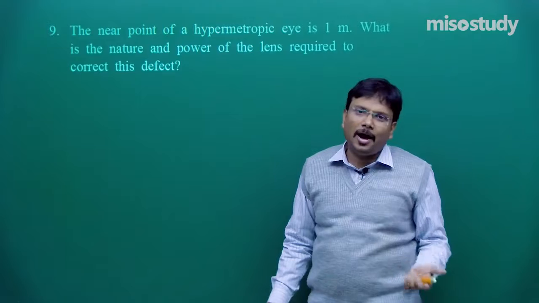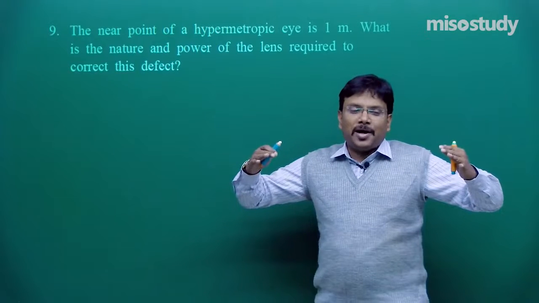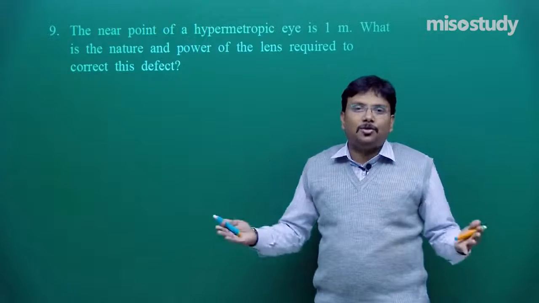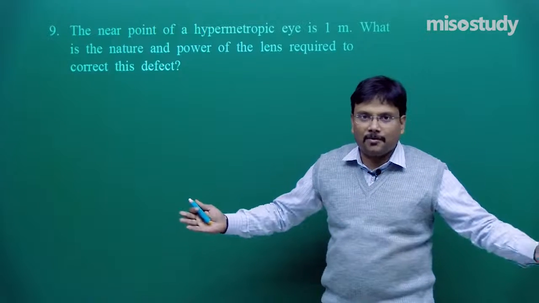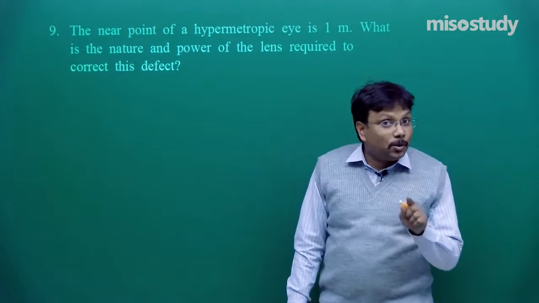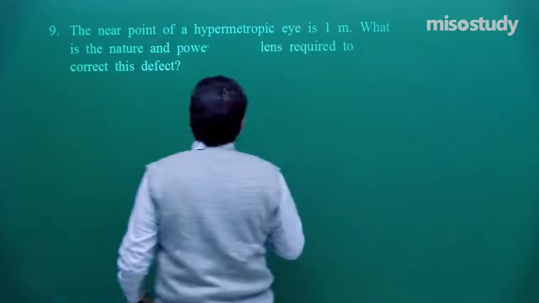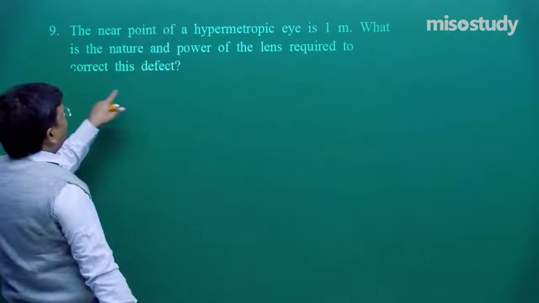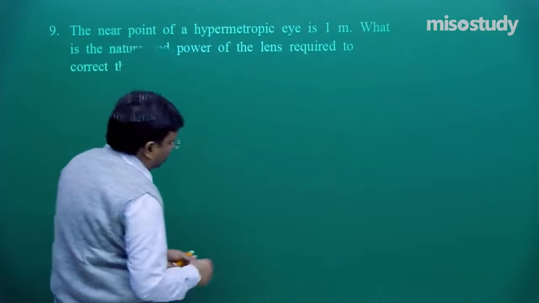You may ask, sir, why is it so? Because we calculate in this way, and it is accepted everywhere. That is why when I mention power, I write P is equal to 1 by F, with F in meters. So, what is the nature and power of the lens required to correct this defect? This is question number 9.